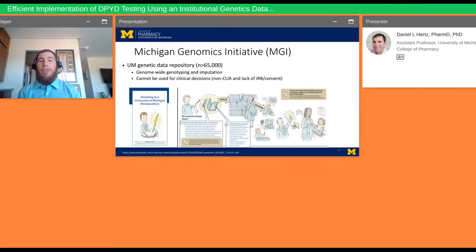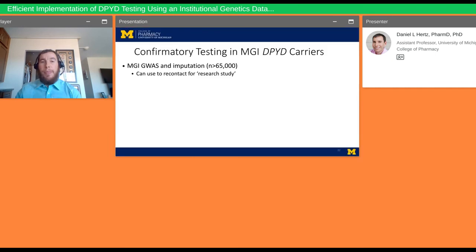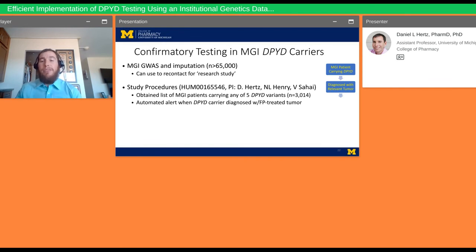So we have a large program called the Michigan Genomics Initiative, a genetic data repository from greater than 60,000 patients who have genome-wide genotyping information. This information cannot be used for clinical decision-making. However, it can be used for clinical research. What we have done is set up a clinical research study that is essentially an implementation project, where we have received the names of the approximately 3,000 patients who are known carriers of one of the 5 DPYD variants based on this MGI data. We've set up automated alerts in our medical record, so anytime one of these DPYD carriers is diagnosed with a fluoropyrimidine-treated tumor, our study team gets notified.